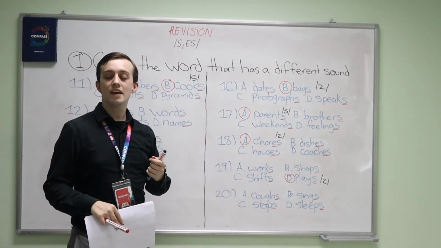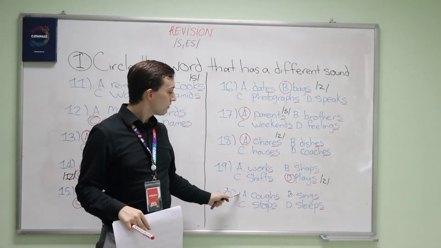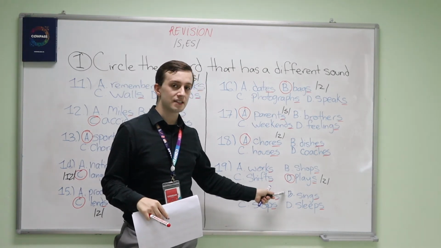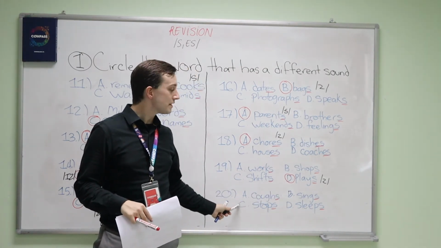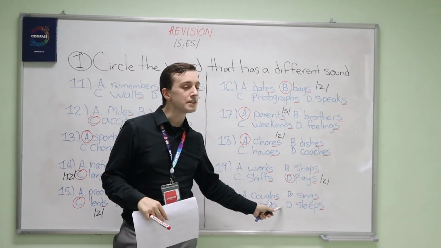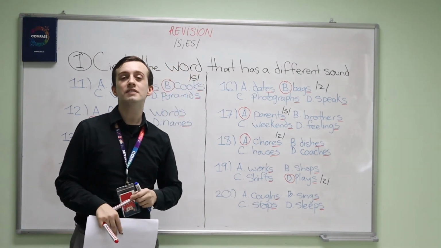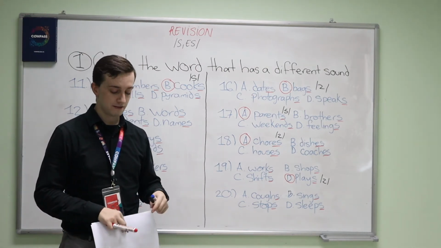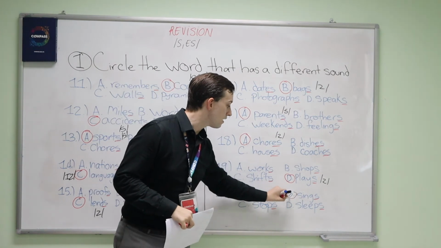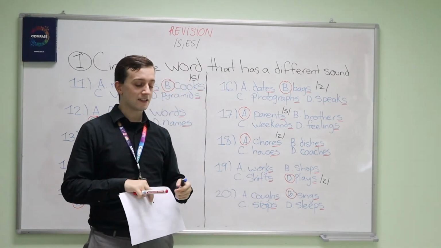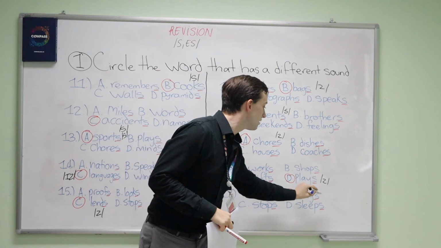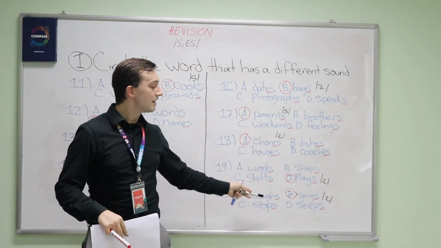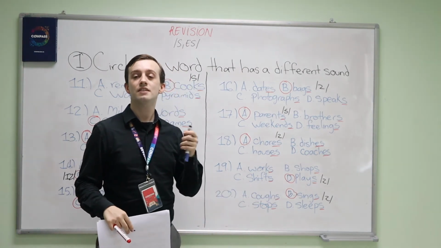Okay, last question is 20. A is coughs, B sings, C stops, and D sleeps. In question 20, the word that has a different pronunciation is B, sings. In B, letter S makes the sound Z. But in A, C, and D, S makes the sound S.